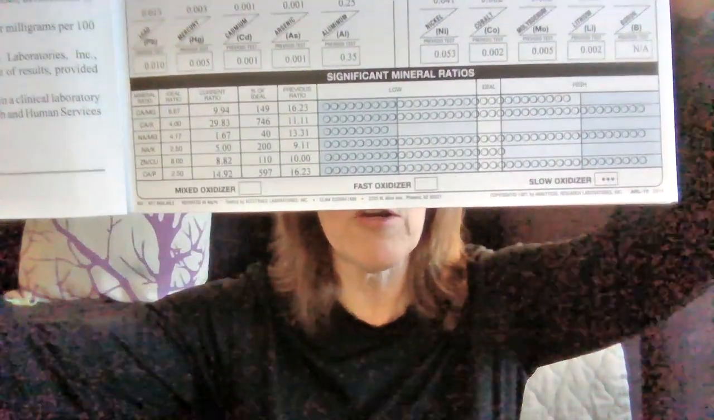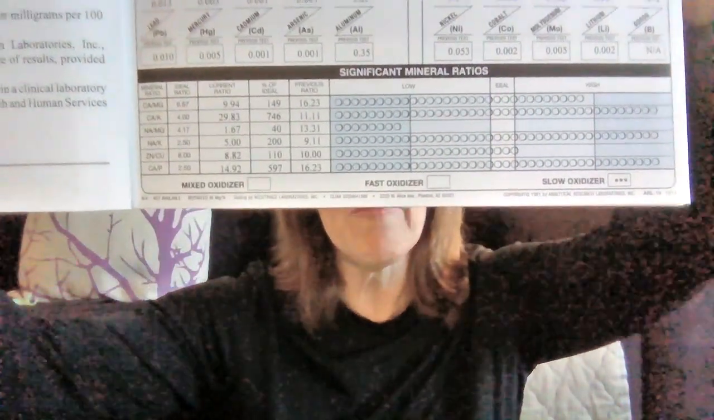Now, when your report comes back, you will know when you get the chart that on the bottom of the chart, there are categories for your oxidation rate. So you have mixed, fast, and slow oxidation rates, and that is important information that I need to see, because that information is telling me what kind of program I need to give you and what specific supplements you are going to need based on that oxidation rate. So let me talk to you a little about each oxidation rate.